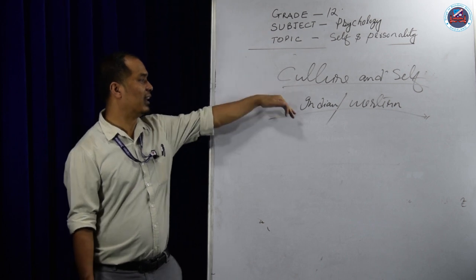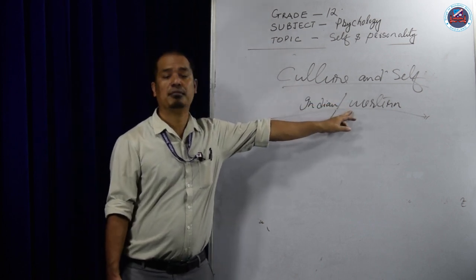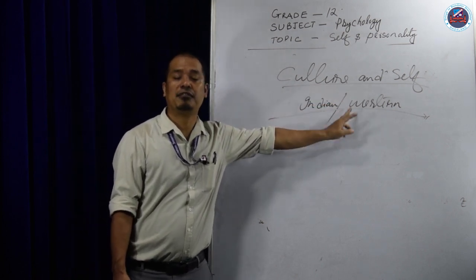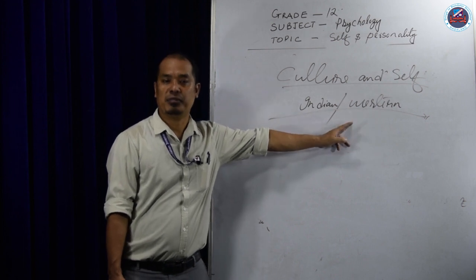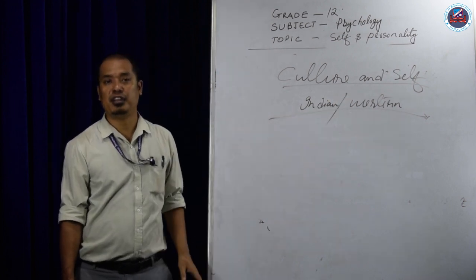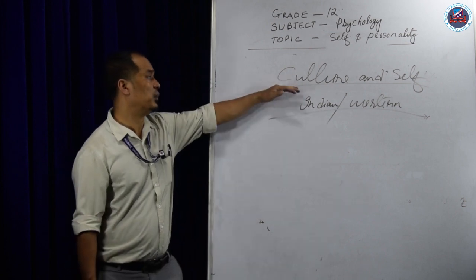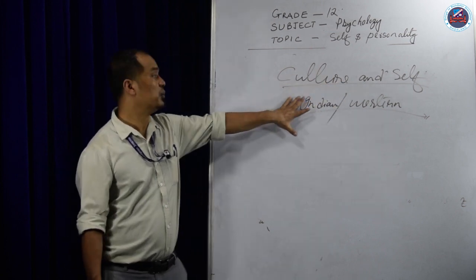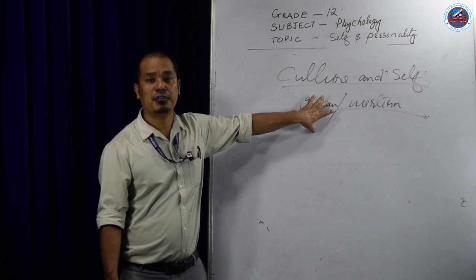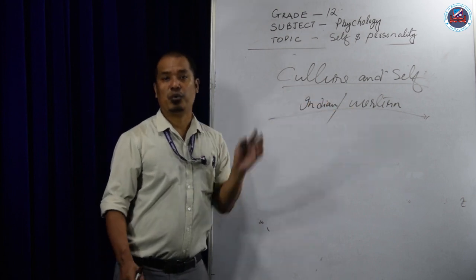Now this meaning gets changed when it comes to the Western perspective. In the Western perspective, individual means you're alone. The other person has no business in your life. So that is the difference between culture and self in 2 different perspectives. One is the Indian perspective, the other one is the Western perspective.